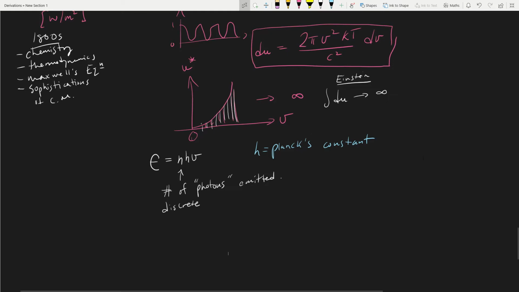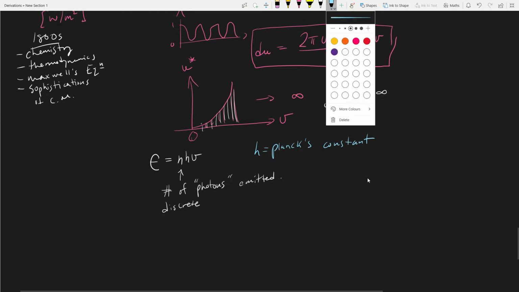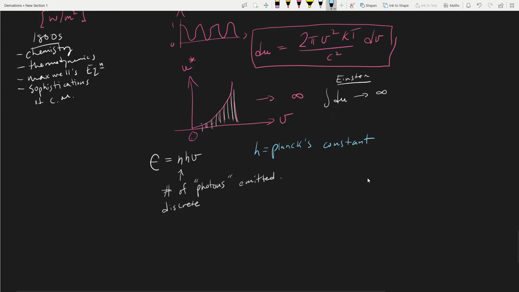Welcome back to the fifth and likely final part of my series on the ultraviolet catastrophe. Today we're going to be looking at Planck's resolution to this problem, which of course is very important in physics in general at the turn of the century of the 1800s.